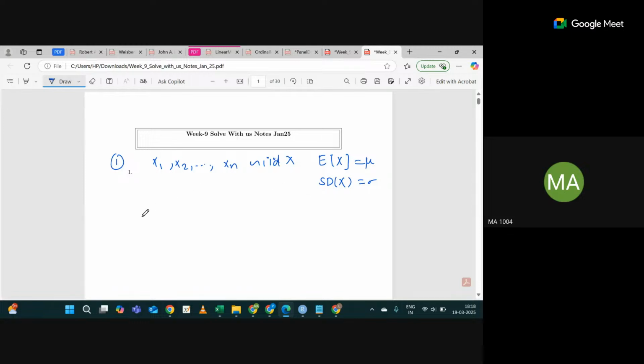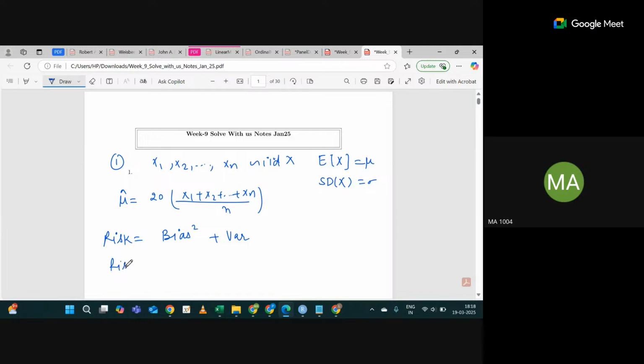The thing is, you have to calculate the risk. What is the estimator? The estimator is 20 times (x1 plus x2 plus so on xn) divided by n. So we have to calculate the risk. We know risk is nothing but bias square plus variance.